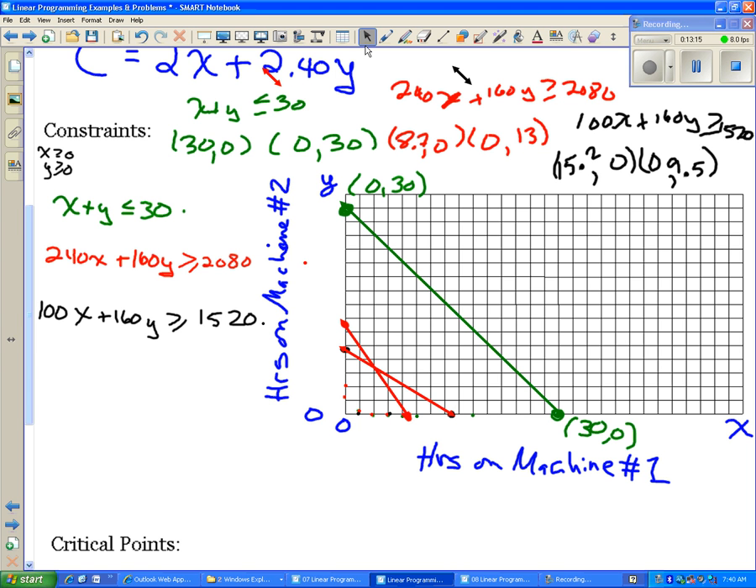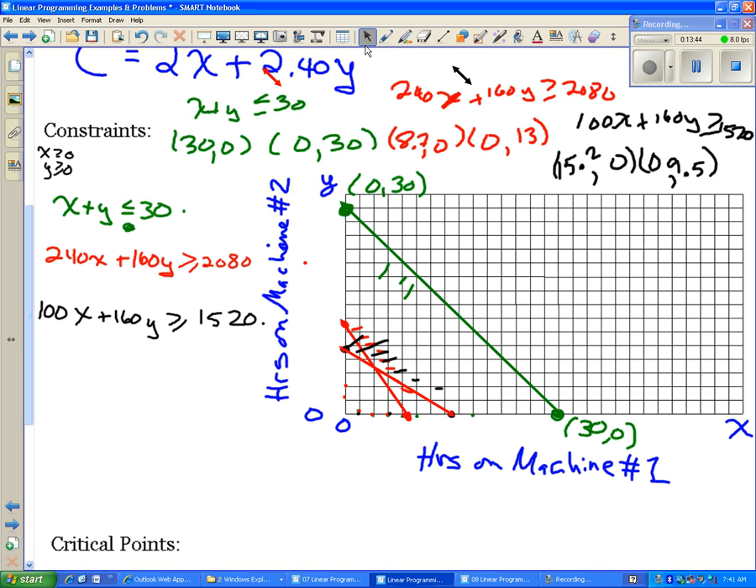So I drew all my lines by using intercepts. Let's look at what I'm doing with this. In green, I want less than or equal to the green line. In red, I want greater than or equal to the red line. And in black, I want greater than or equal to the black line.